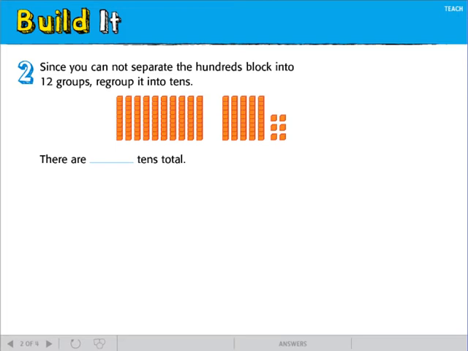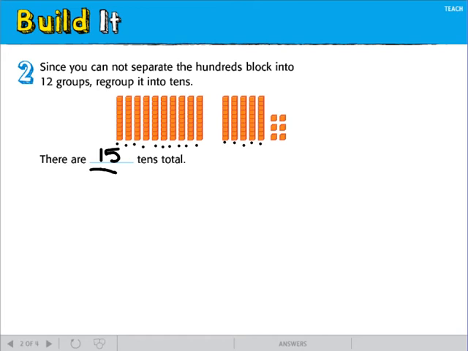Now, I only had one 100 block. I can't separate that into 12 groups. So what I had to do is bust up my 100 block into tens, which is going to give me how many tens? 10 tens. So I already had how many? 5. So how many tens do I have total? 15. I have 15 now. Now, just by looking at that, I know that I'm going to be able to separate my tens into 12 equal groups, because I have more than 12.